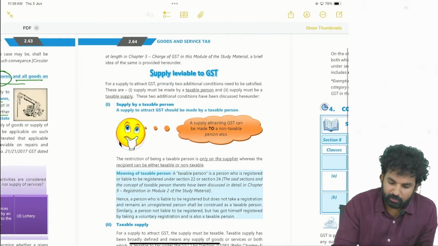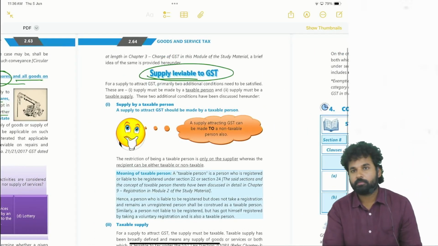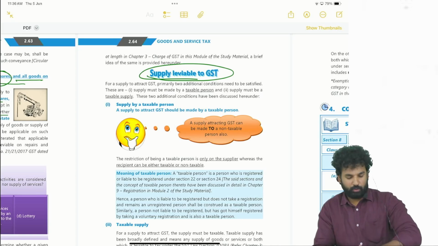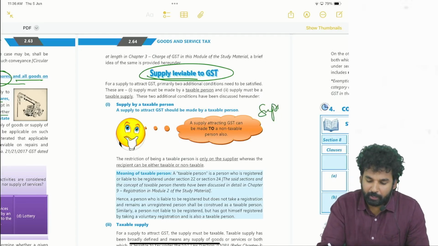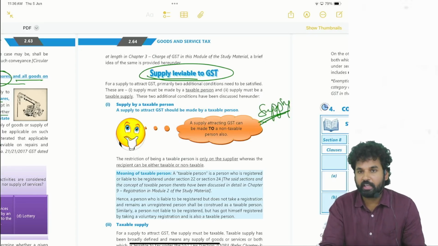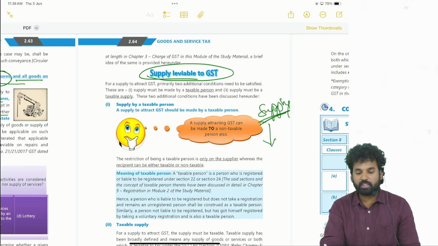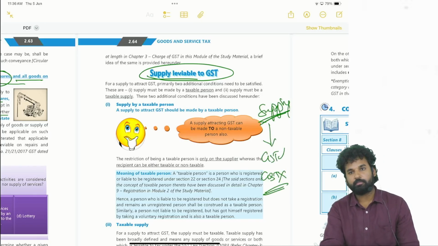See here, supply leviable to GST. That's what we are talking about. We'll give a break with this point only. You already know this. Supply leviable to GST means once it becomes a supply, as I have been telling from the very beginning of the class, we cannot say that GST is there, and we cannot say that GST is not there. Two other conditions need to be checked.